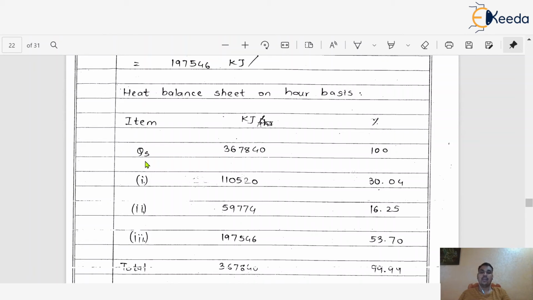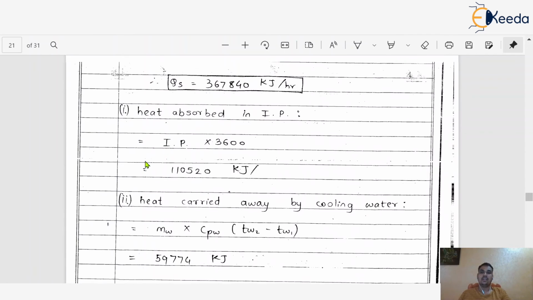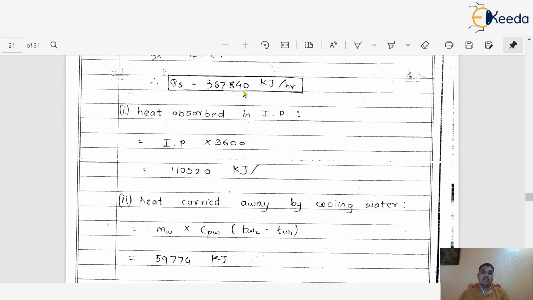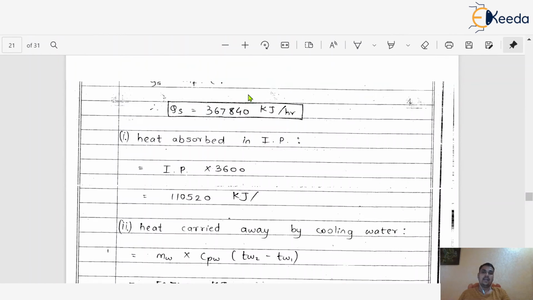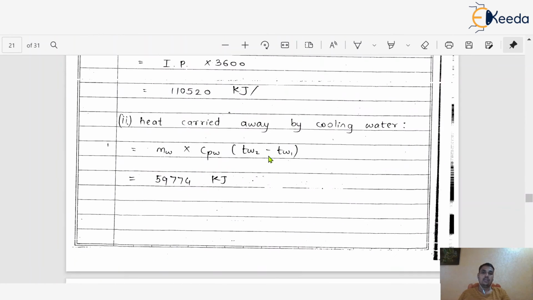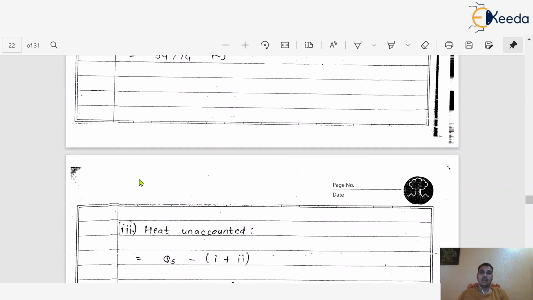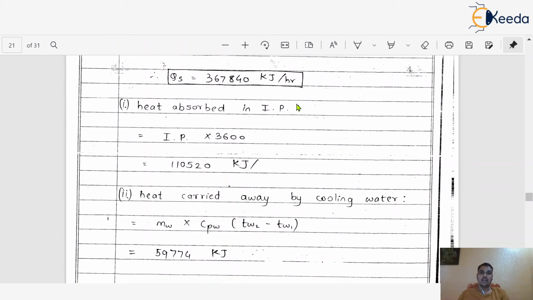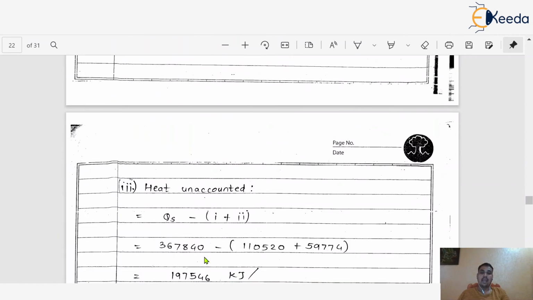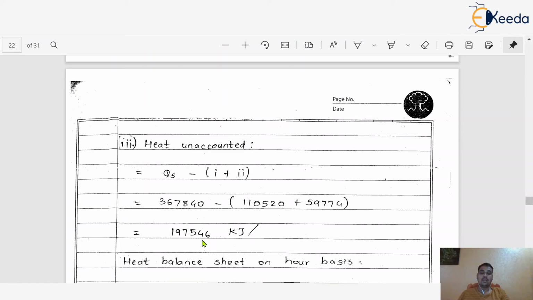As we just calculated, the total heat supplied is 367840. So we can say this is the 100% heat which is supplied by the fuel. So you just write 367840, that is heat supplied by the fuel, and this would be 100%. Let us consider the first point, the heat absorbed in indicated power, that is 110520, the heat carried away by cooling water is 59774, and the heat unaccounted is 197546.